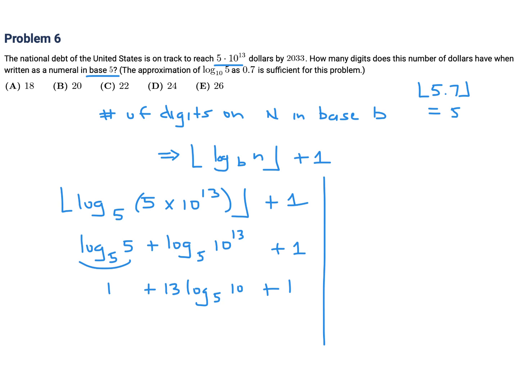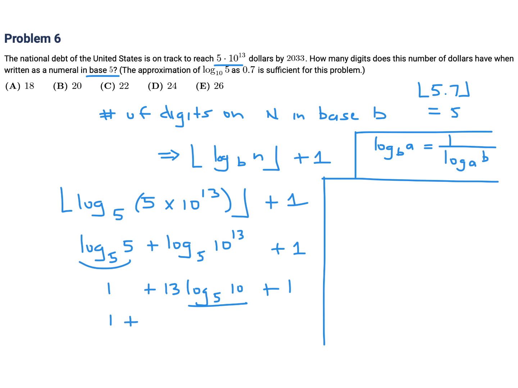And let's see here. There's a log rule we can use now. You guys may remember, may not remember. It's that log of a to the base b is 1 over the log of b to the base a. So I'm going to flip this guy. It'll be 13 times 1 over the log of 5 to the base 10, and then plus 1.